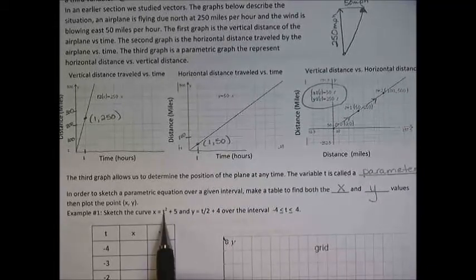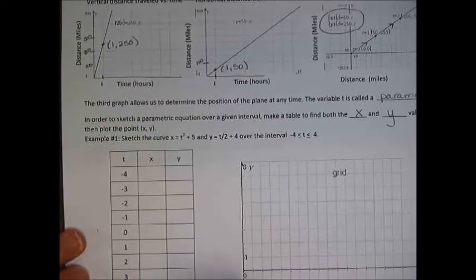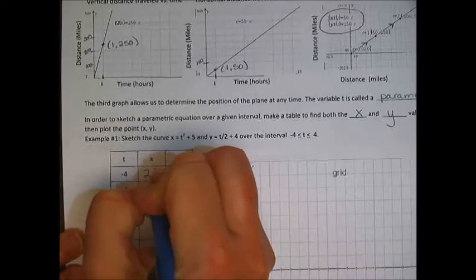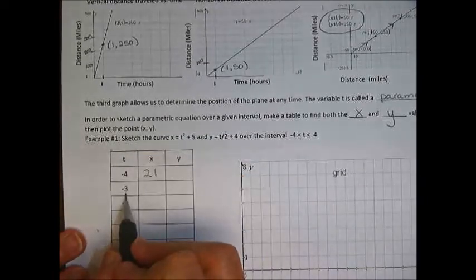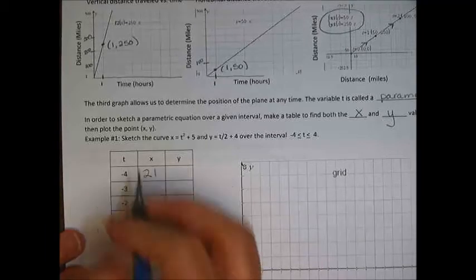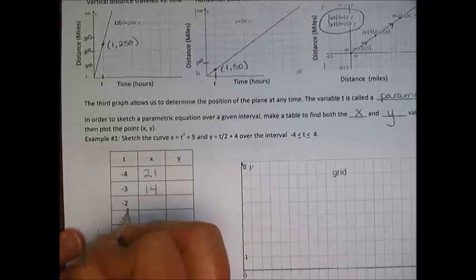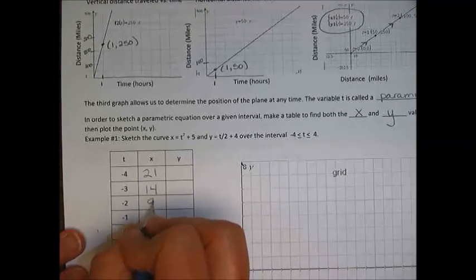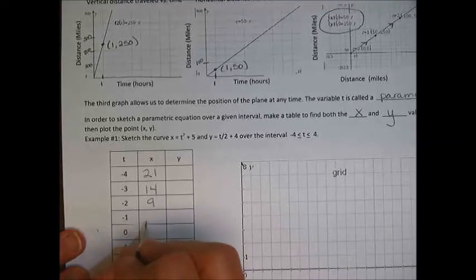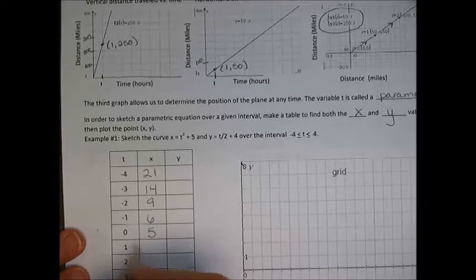So x is t squared plus 5. Negative 4 squared plus 5 is 16 plus 5 is 21. Negative 3 squared is 9, plus 5 is 14. Negative 2 squared is 4, plus 5 is 9. Negative 1 squared is 1, plus 5 is 6. 0 squared is 0, plus 5 is 5. And then this pattern is going to repeat.